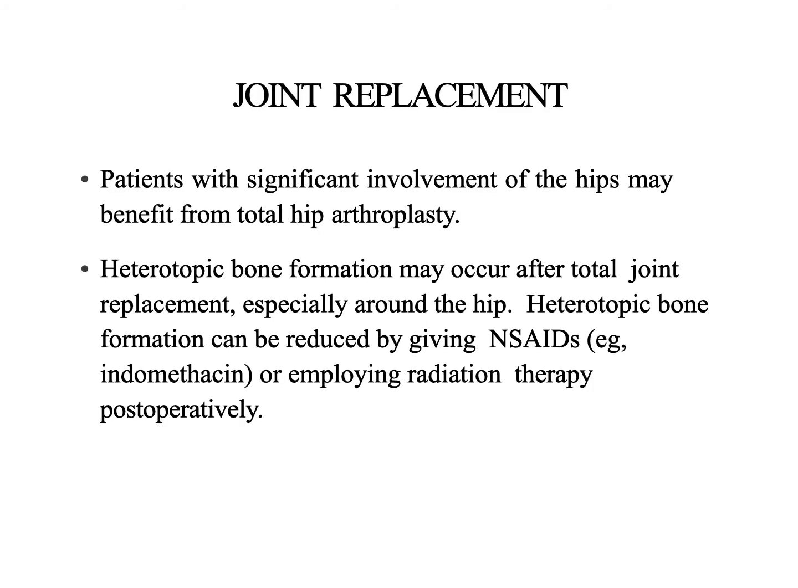Joint replacement for joints like the hip can be done, and patients with total hip replacement are benefited from this. Heterotopic bone formation may occur after total joint replacement, especially around the hip. This heterotopic formation can be reduced by giving NSAIDs like indomethacin or employing radiation therapy post-operatively.